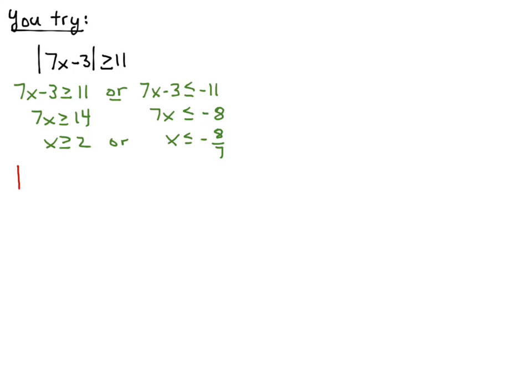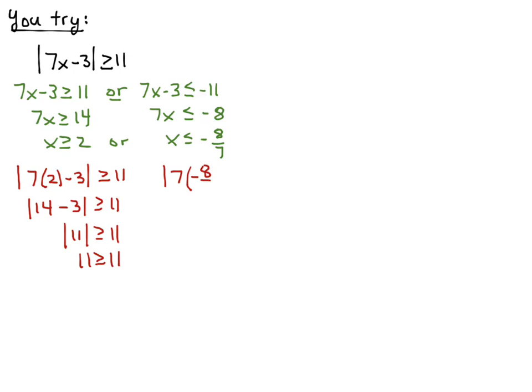We can test it in a number of ways. If we put in the 2, we'll get exactly 11 equals 11. And if we put in the negative 8/7, we'll get exactly the same thing. 11 is equal to 11. If you go a little further and you say, what is greater than 2? That's easy to compute. 10. So 10 should be part of the solution. If I stick a 10 in for x, it should be true. So this is 70 minus 3 is 67. 67 is greater than 11. So I know the direction of my inequality, at least here, is right.